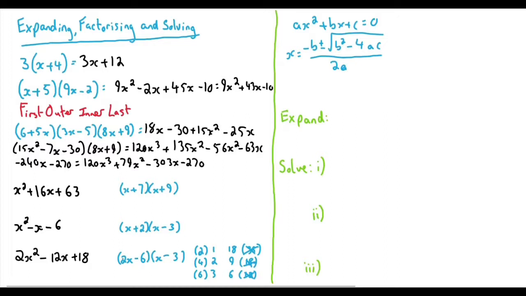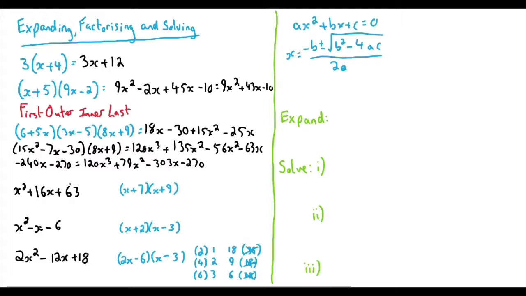We just want to double check. 2x times x is 2x squared. 2x times minus 3 is minus 6x. Minus 6 times x is minus 6x. So together, minus 6x minus 6x is minus 12x. Minus 6 times minus 3, well, the minus times the minus makes a plus, and 6 times 3 is 18. This works.